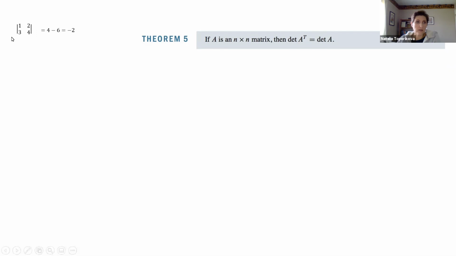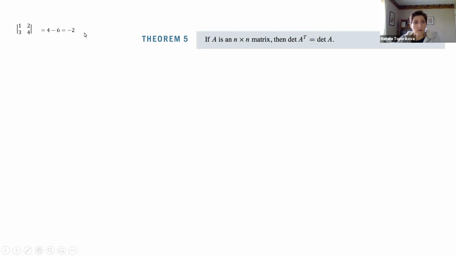Okay, so here it's a 2 by 2 matrix, so our determinant is just the difference between the products of the two diagonal elements. We multiply the two elements of the left diagonal, 1 and 4, which gives us 4. We multiply the two elements of the right diagonal, 3 and 2, which gives us 6, and we end up with a determinant value of -2.